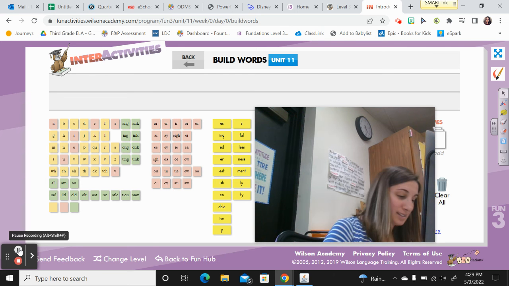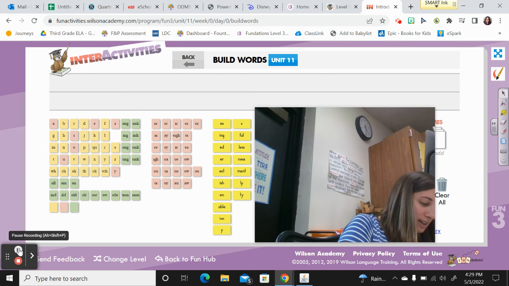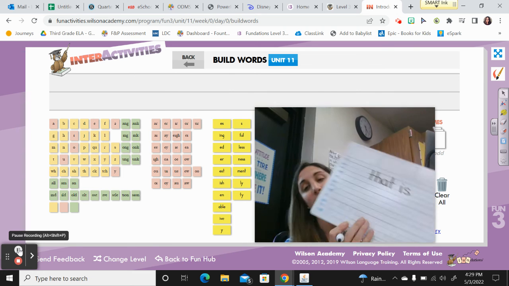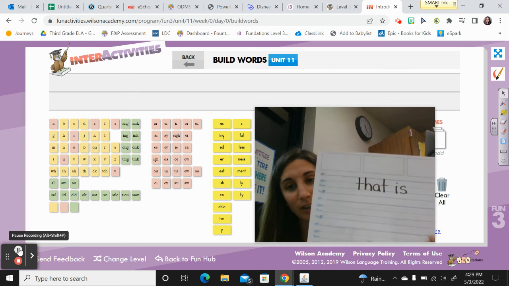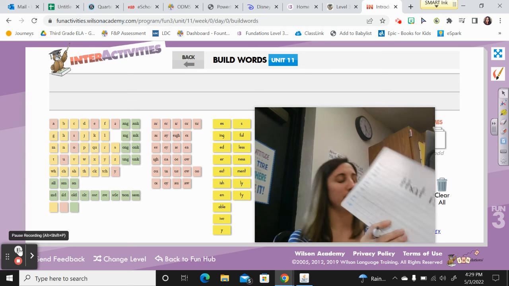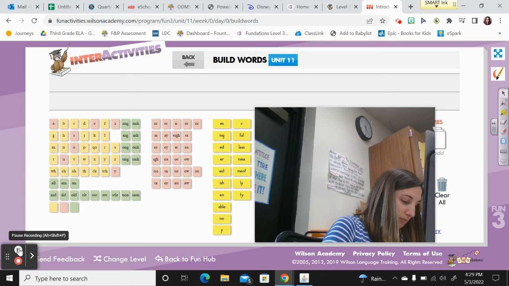That is amazing work. What does the contraction sound like for that is? That's amazing work. Okay, so let's write that down below. Do you remember the rule for contractions with is?